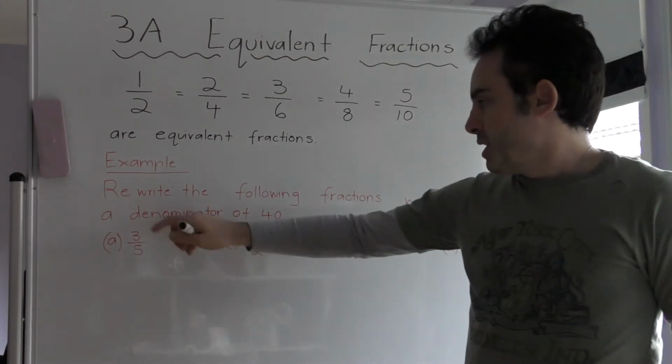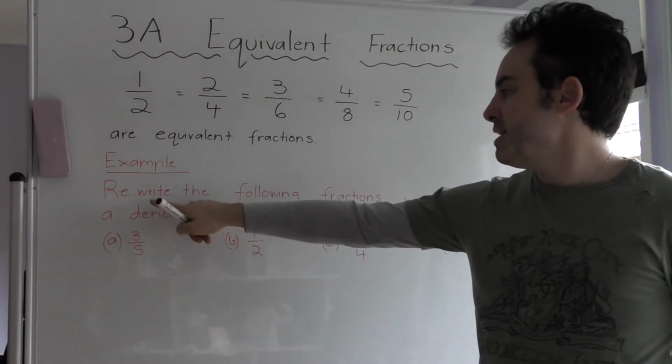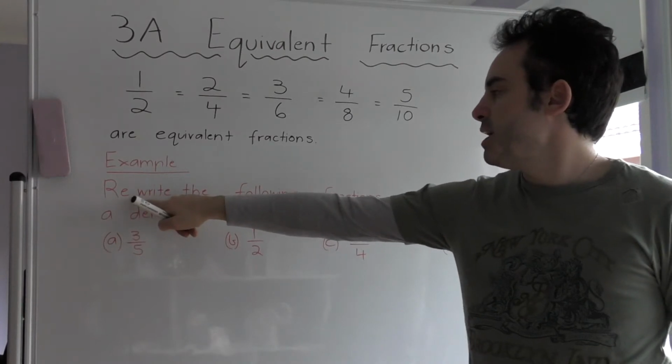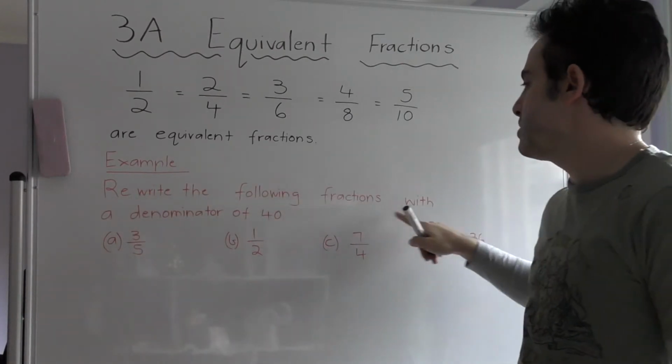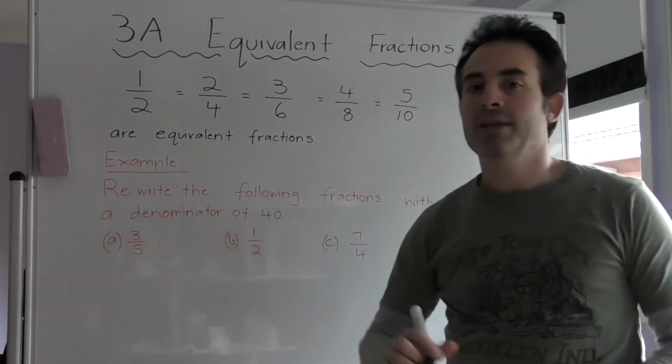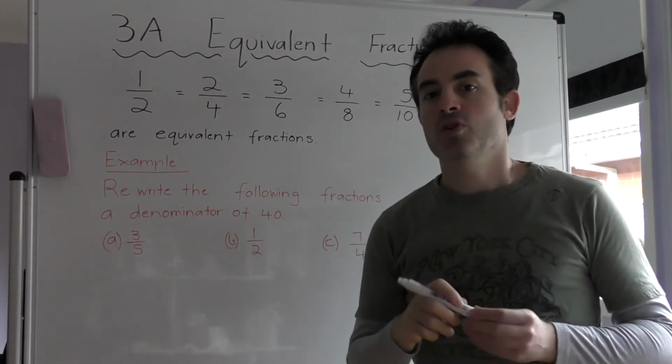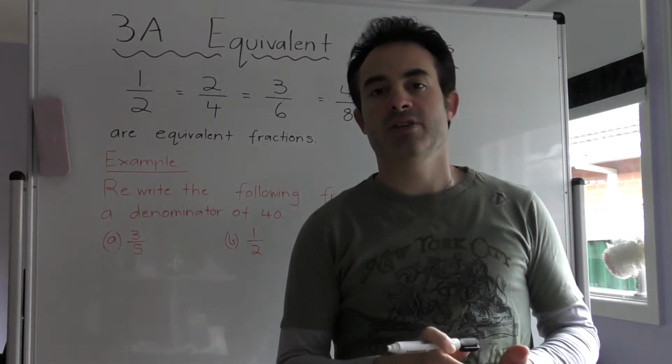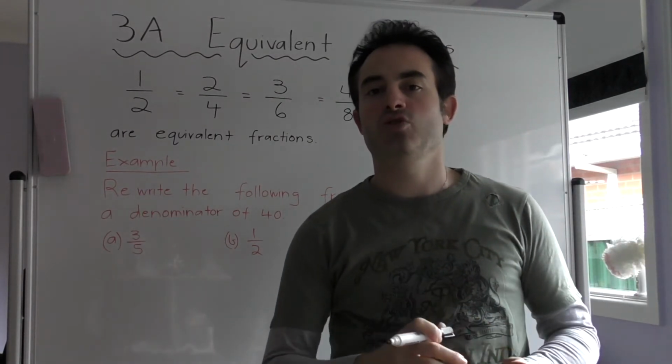Now, what it says here, we're going to be looking at this example. It says rewrite the following fractions with a denominator of 40. At the moment, the first one they gave us is 3/5. So how do we approach these questions? What do we need to do?